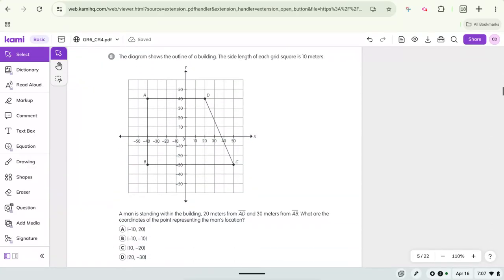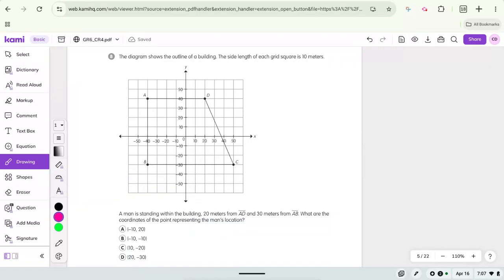Number 8. The diagram shows the outline of a building. The side length of each grid square is 10 meters. A man is standing within the building 20 meters from segment AD and 30 meters from segment AB. What are the coordinates of the point representing the man's location?